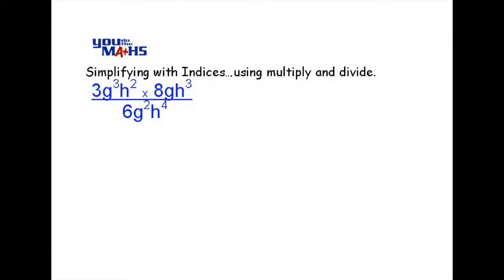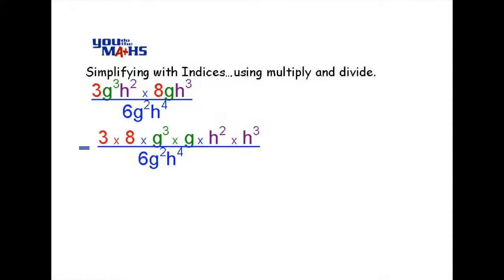Let's have a look at this mixed example which involves multiplication and division. So recall some of our rules from before. When you're multiplying and there's common bases, you can add the indices. So that means that if we split all the top line up, we can look at the g's and the h's separately, and of course the whole numbers there in red, the 3 multiplied by 8, and apply the rules of multiplication. 3 multiplied by 8 in red is 24.